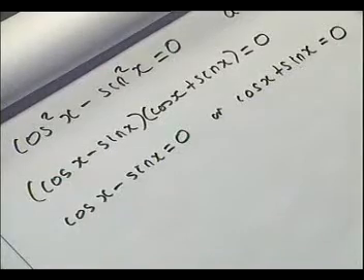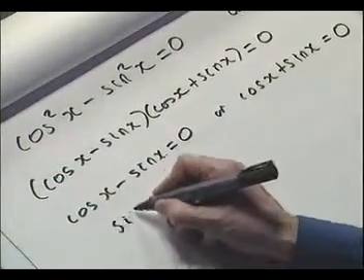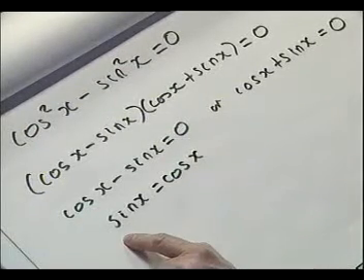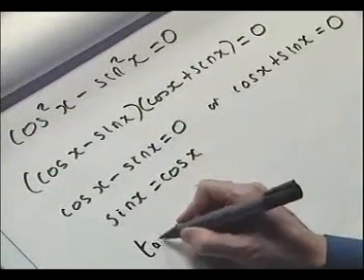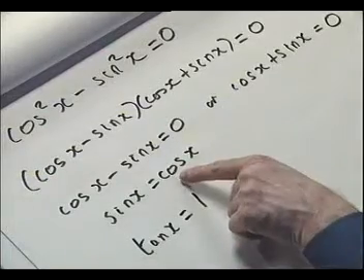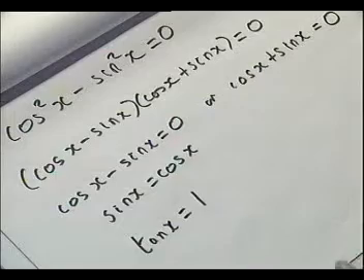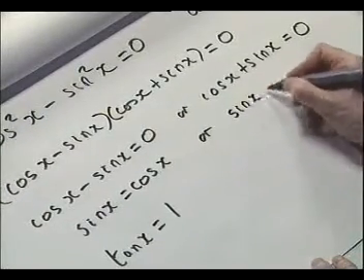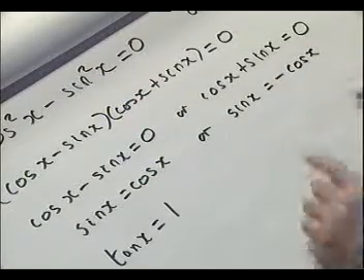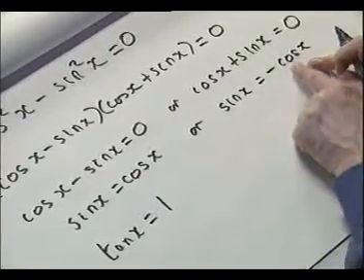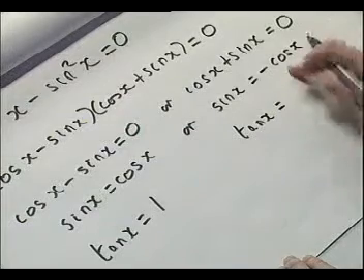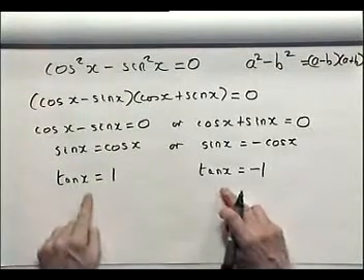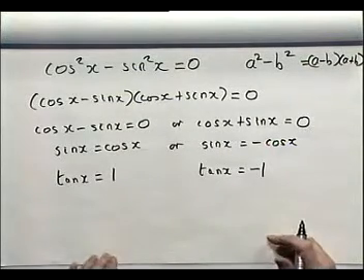Let's develop this one first. Cos X minus sin X equals 0 means that they must be the same. Cos X and sin X are the same. Divide both sides by cos X, and we get sin over cos, which is tan. And so tan X is equal to, dividing both sides by cos X, cos divided by cos is just 1. Or, look at this one. Take cos X away from each side, and we have sin X is equal to minus cos X. Divide both sides by cos X. Sin X over cos X is again tan X. And minus cos X divided by cos X is minus 1. We've broken that down into two separate equations. Let's have a look at how we solve them.